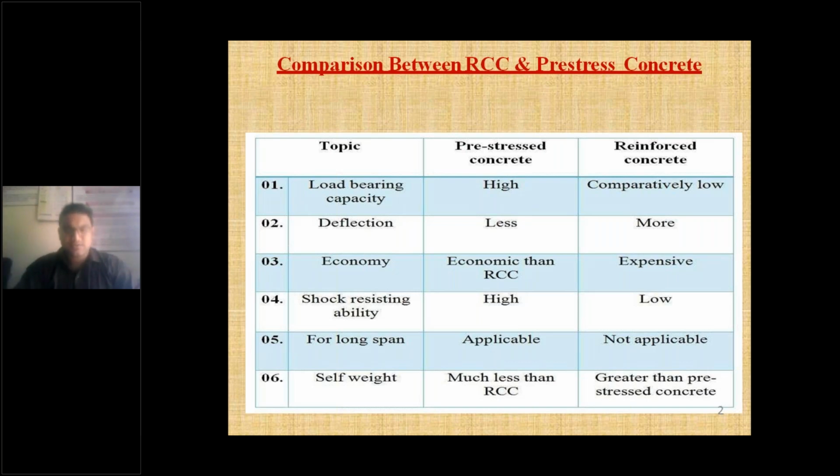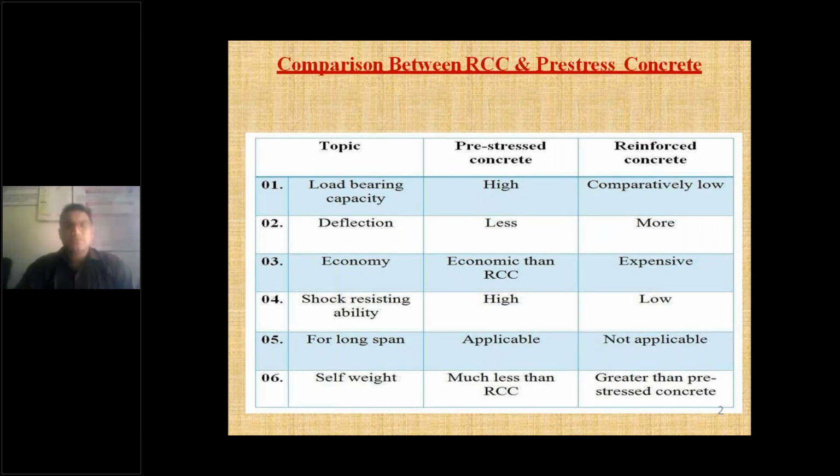And all RCC structures are a bit expensive. So why? Because it involves more rebarring, okay, rebar reinforcements. So that's the reason. And coming to shock resisting ability, obviously prestressed concrete will have very high resisting ability compared with the reinforced concrete structures.